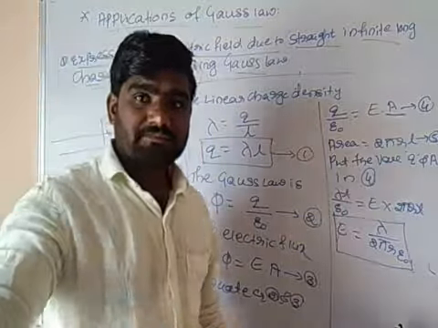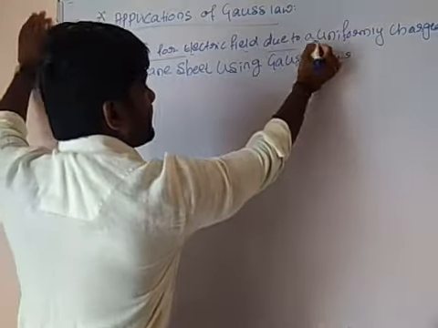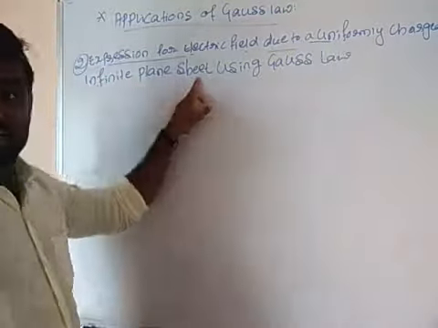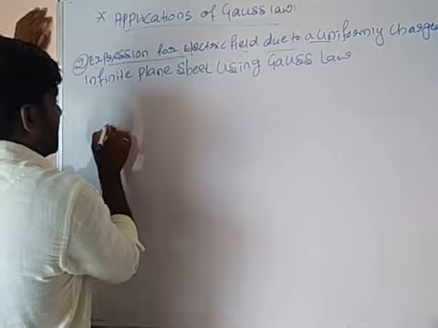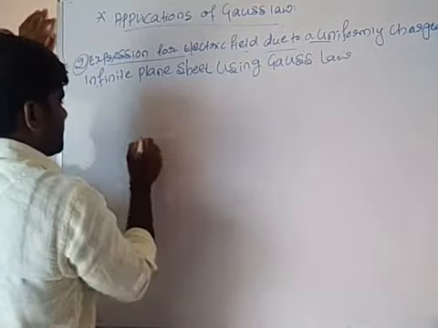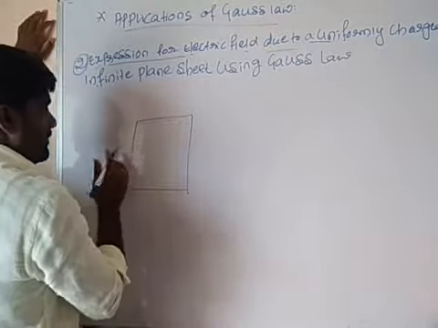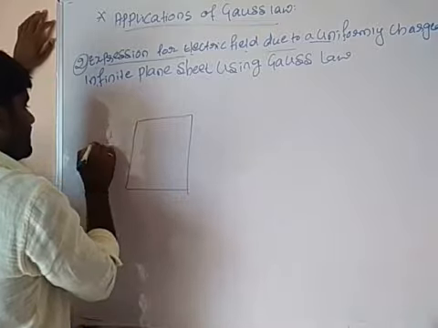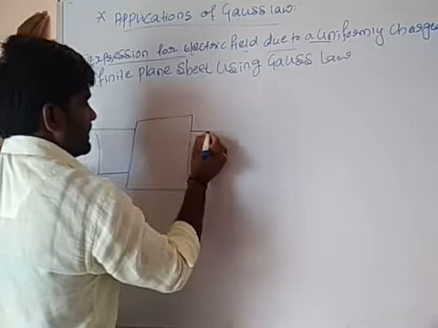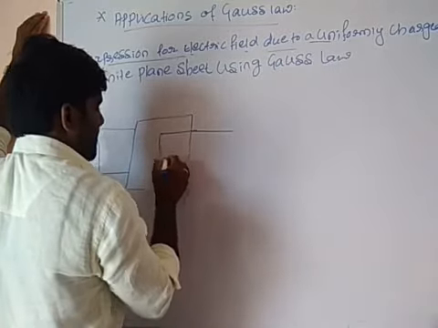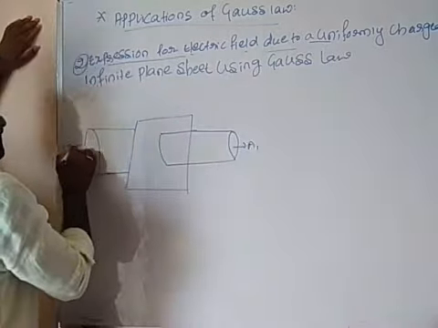Second application we will see. The second application is the expression for the electric field due to a uniformly charged infinite plane sheet using Gauss law. See here, I am drawing the infinite plane sheet. I am considering a cylinder. This one is area 1, and here will be your area 2.